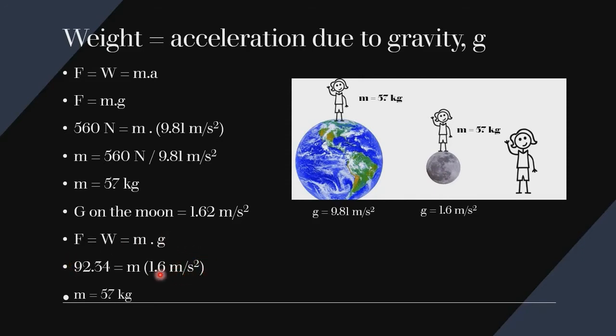And so we will still be able to determine the same mass of that person, because the mass of the person, which is 57 kilogram, is always constant here on Earth and constant on the moon. The only difference is that they have different gravitational pull. That's why when you are here on Earth, you are a little bit heavier, about 560 Newton, compared to 92.34 only on the moon. That is because of the attraction of the gravitational pull, which is 9.81 on Earth and 1.6 on the moon.